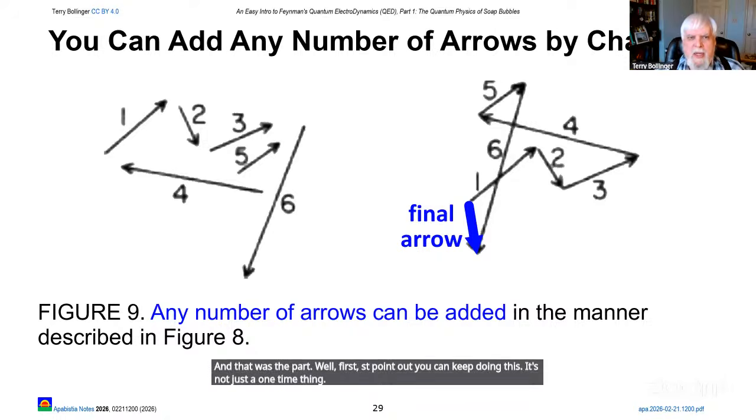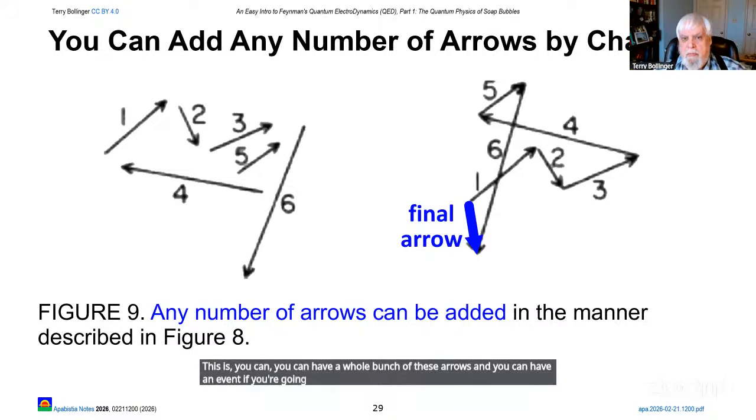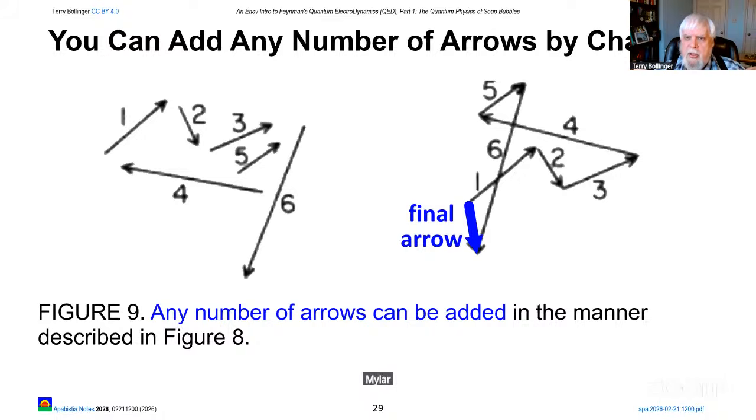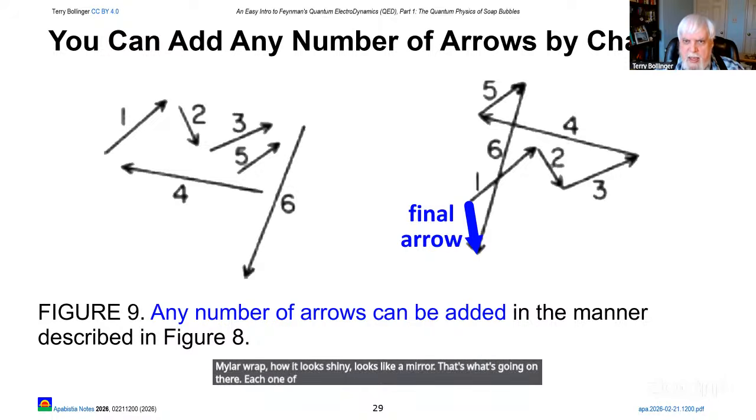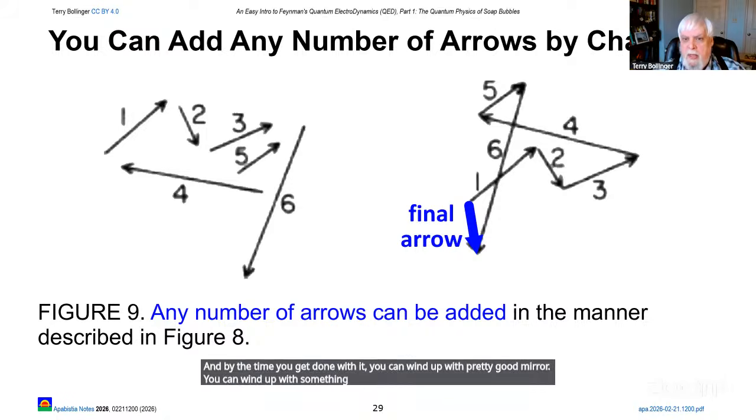You can have a whole bunch of these arrows. And you can have an event if you're going through, for instance, a diffraction grating. If you're going through layers, you know how when you take out some mylar wrap, it looks shiny, it looks like a mirror. That's what's going on there. Each one of those little layers of that wrapping is adding its own little arrow. And by the time you get done with it, you can wind up with a pretty good mirror. You can wind up with something that reflects light quite well. That's what this kind of situation represents.